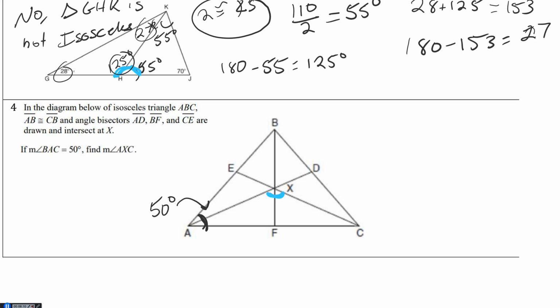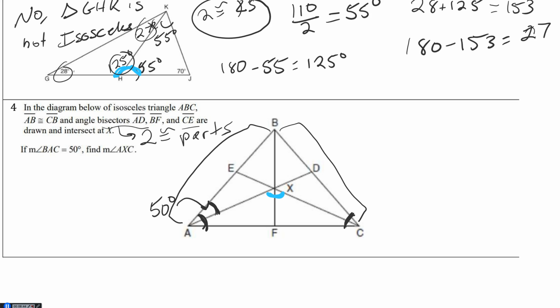Okay, they tell me it's an isosceles triangle with this side right here congruent to this side right here. So I know if angle A is 50 degrees, that angle C will also be 50 degrees. But they also tell me that AD is an angle bisector and that BF and CE are as well. Remember that an angle bisector splits an angle into two congruent parts. So rather than using that 50 degrees there, I'm just going to measure each part as 25 degrees instead, because that might be a little bit more useful to us.